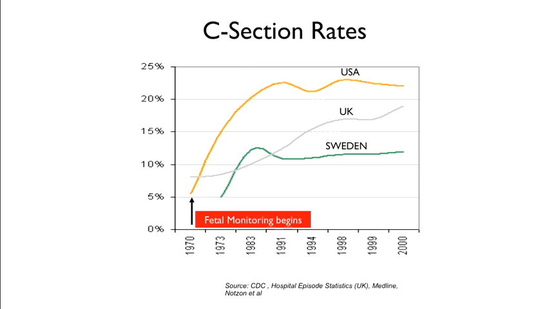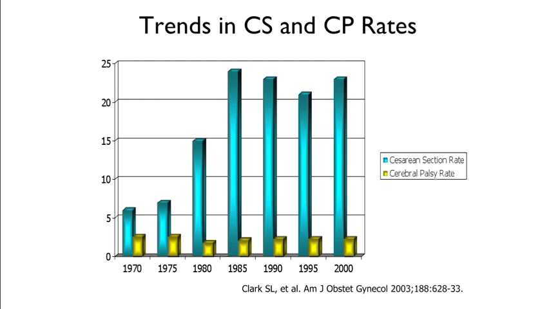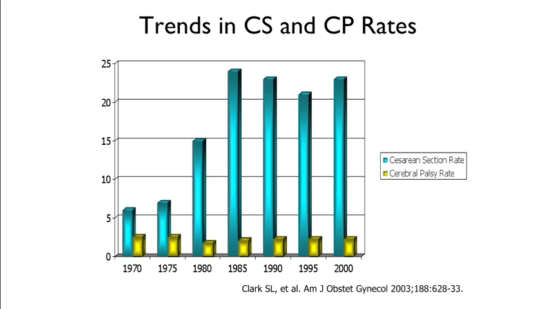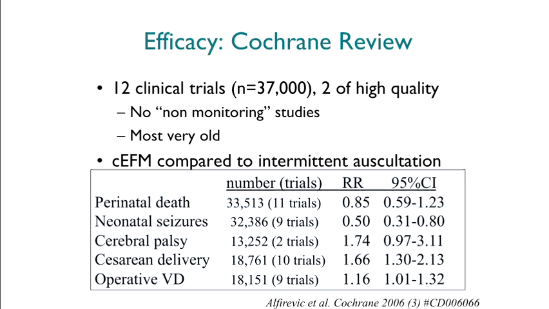Now the graphs, the columns in blue show the cesarean section rates, while the columns in yellow show the cerebral palsy rates. And the expectation was, if we are doing more cesarean sections because of the introduction of fetal heart rate monitoring, that we would decrease cerebral palsy rate. But as you can see from this slide, there was no concomitant decrease in cerebral palsy rates. Now, all of these are circumstantial evidence and epidemiologic studies.